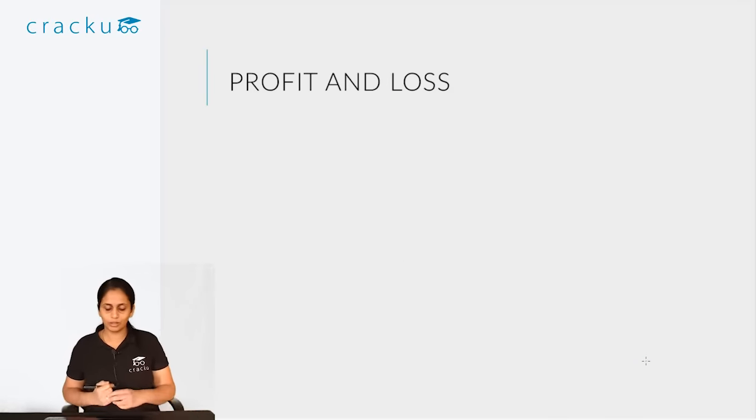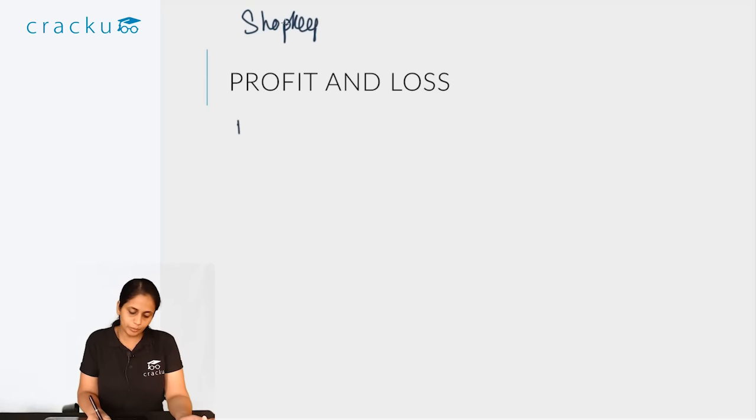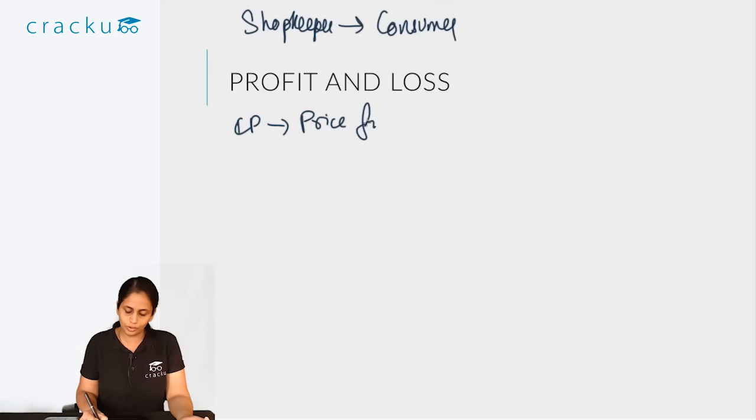Now let's move on to the concept of profit and loss. Here I'll be focusing mostly on defining what the terms are. Most of you would know this, but let me first define what is cost price. Suppose the situation is that there's a shopkeeper and there's a consumer. In this case, the cost price is the price at which the shopkeeper buys, the price for the shopkeeper. Selling price is the price at which he sells to the consumer.